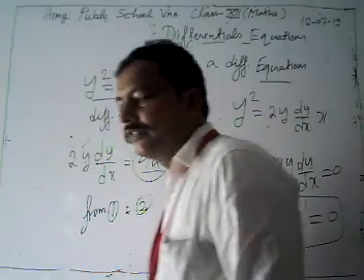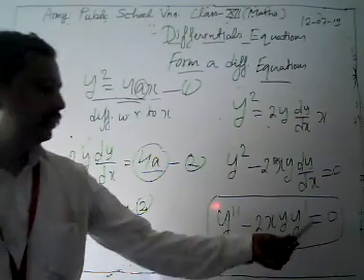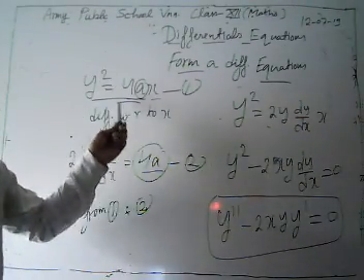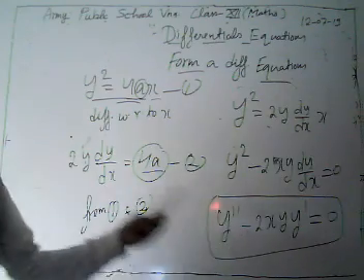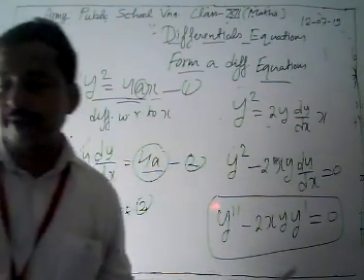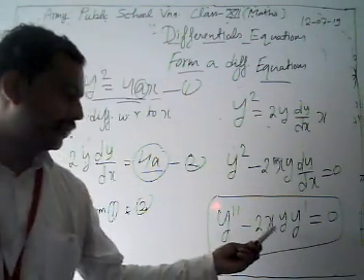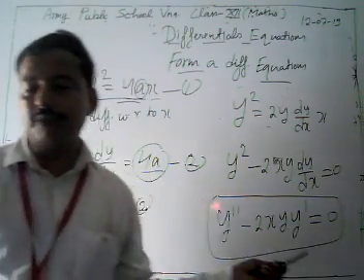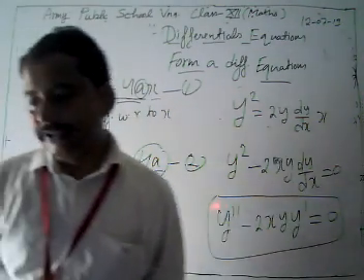This represents a differential equation of our family of parabolas y square equal to 4ax. It is the differential equation of the family of parabolas: y square minus 2xy y prime equal to 0. This represents a differential equation of parabolas.